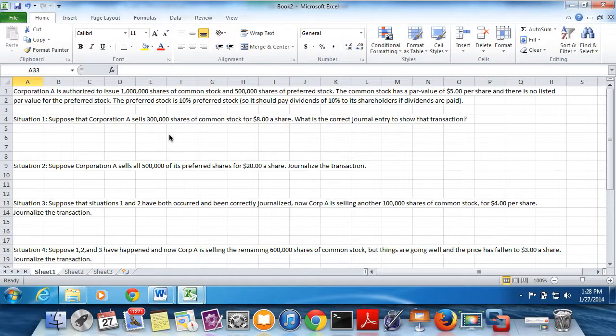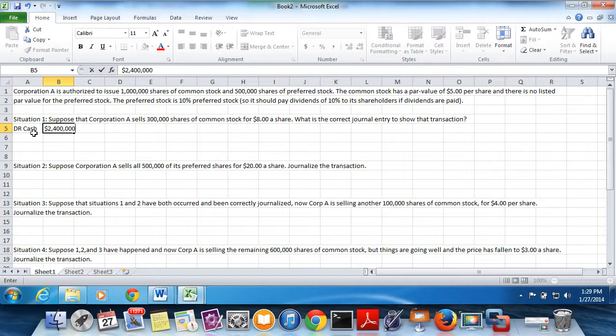So situation one. Assuming the above facts, suppose that Corporation A sells 300,000 shares of common stock for $8 a share. What is the correct journal entry to show the transaction? Now remember, the first step here, we know the number of shares and the dollar value, so we know exactly how much cash we are getting in this sale. First, I'm going to do a debit to cash for 2,400,000. That's just the 300,000 times $8 per share.